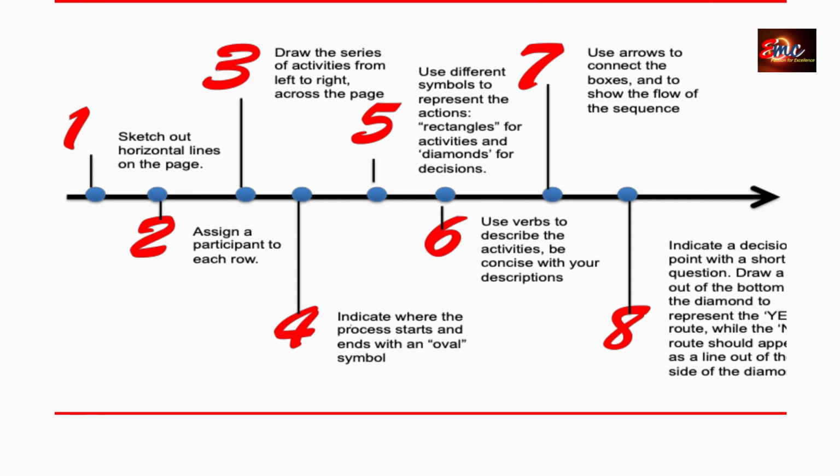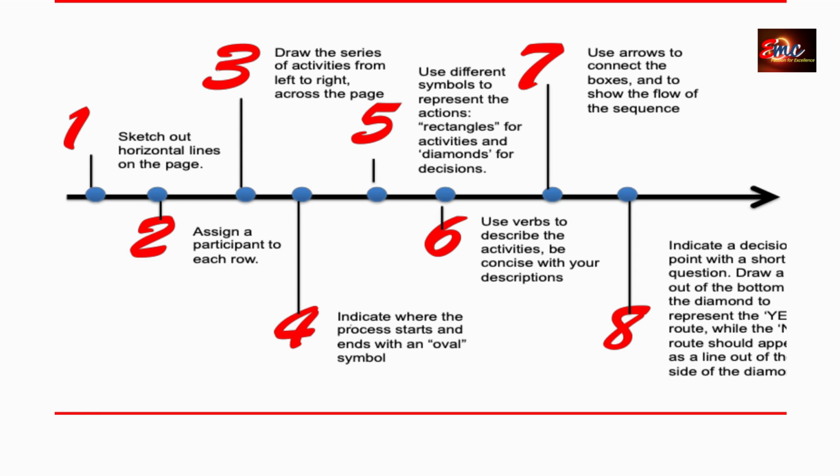Mapping out a cross-functional process allows you to see the flow of activities as it progresses from one participant to the next. To construct a horizontal swim lane process map, follow the steps above. 1. Stretch out horizontal lines on the page. 2. Assign a participant to each row. 3. Draw the series of activities from left to right across the page.